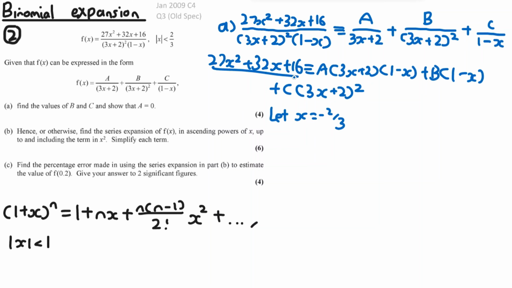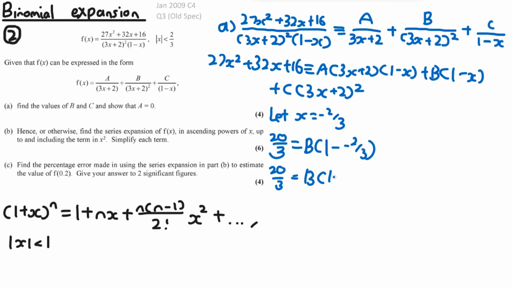So therefore it's going to be, first of all, if you let x equal to minus 2 over 3 and sub it into here, you get out a value of 20 over 3 if you put it into your calculator for this side. And this is equal to, so these two become 0, so it's going to be b, and then 1 minus minus 2 over 3. So it's going to be 20 over 3 is equal to b of 1 plus 2 over 3. So it's going to be 20 over 3 is equal to 5 over 3 b. So therefore b is going to be equal to 20 over 3 divided by 5 over 3. So it's going to be b is equal to 4.